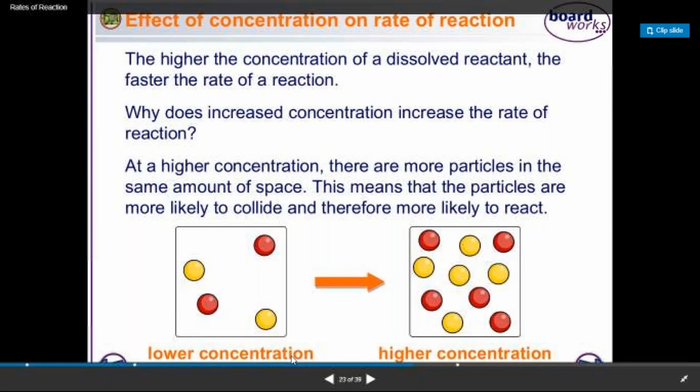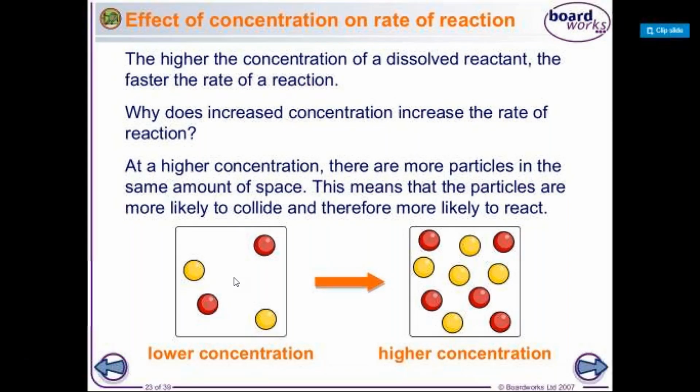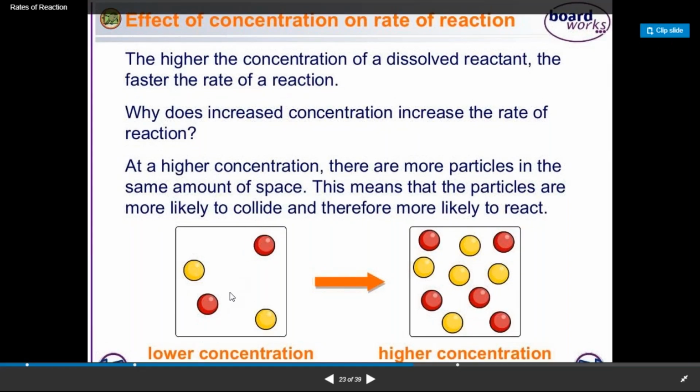If you take a look at the picture, you will see that when you have fewer particles, lower concentration, there is less probability of them colliding. But with high concentration, you have more probability of them colliding and getting successful collisions.